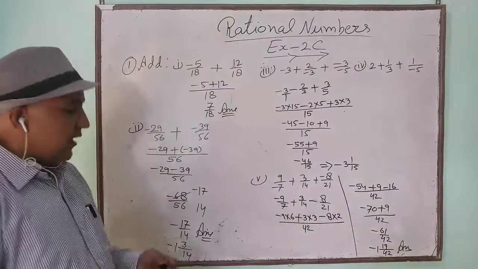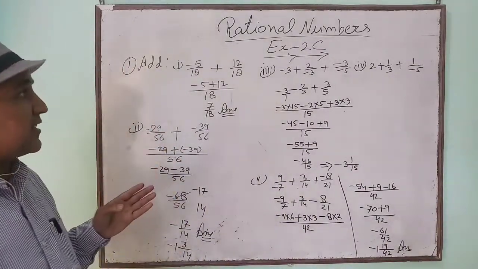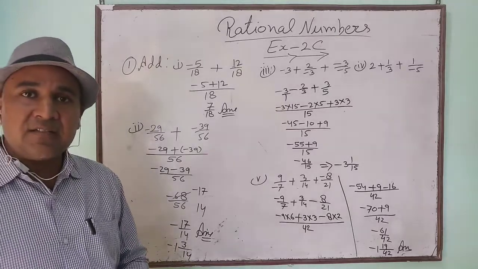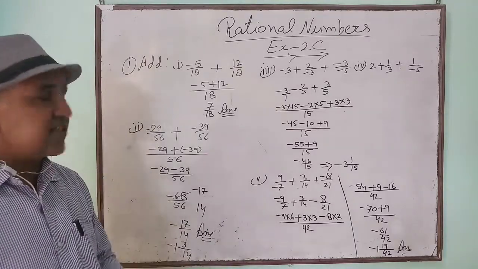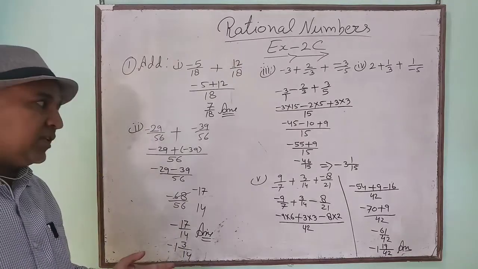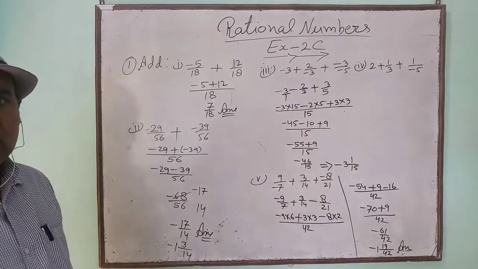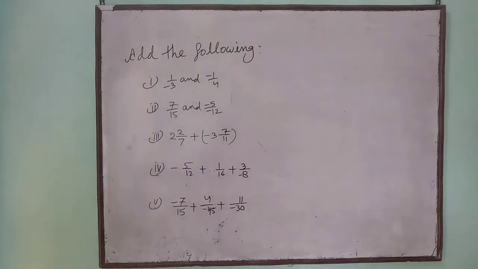Children, this is the addition of the rational numbers, which is your third exercise. The next exercise is only subtraction. Okay, so first pause the video, note down these questions. I will give you some questions as homework. Okay, children, this is your homework. Add the following. You have to add these rational numbers.